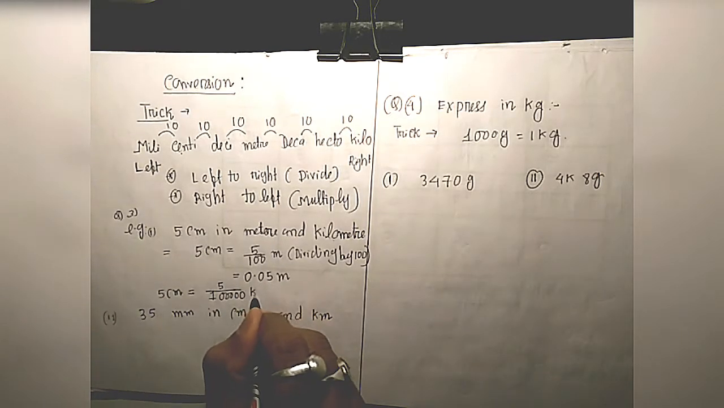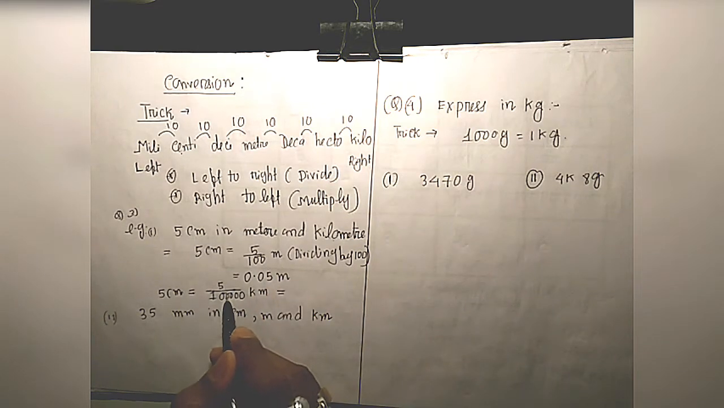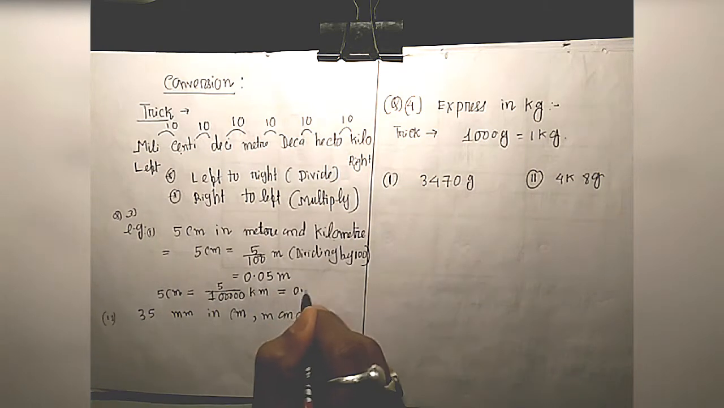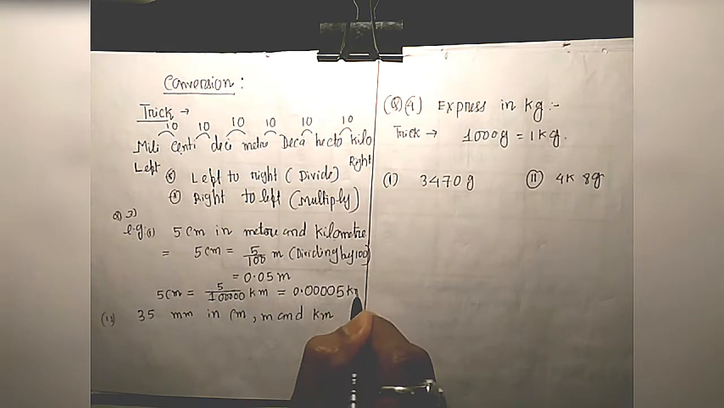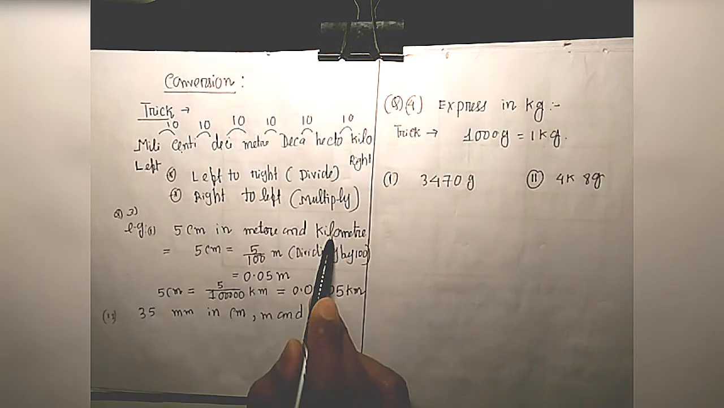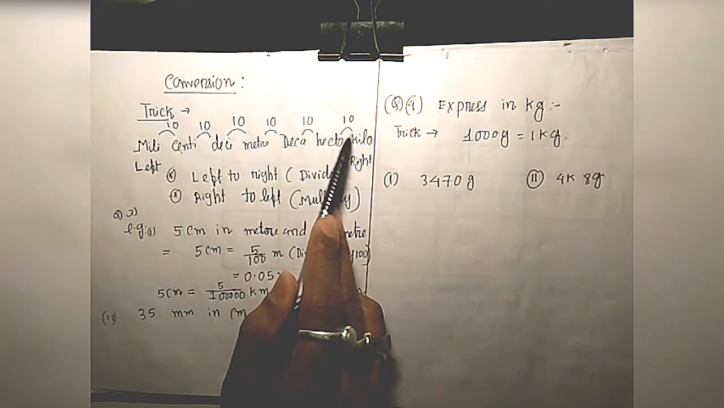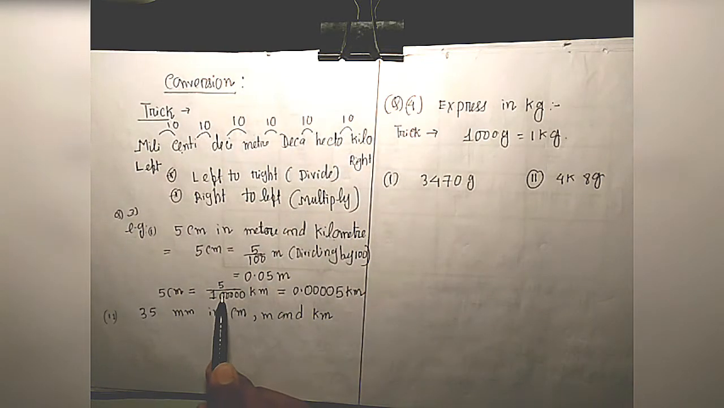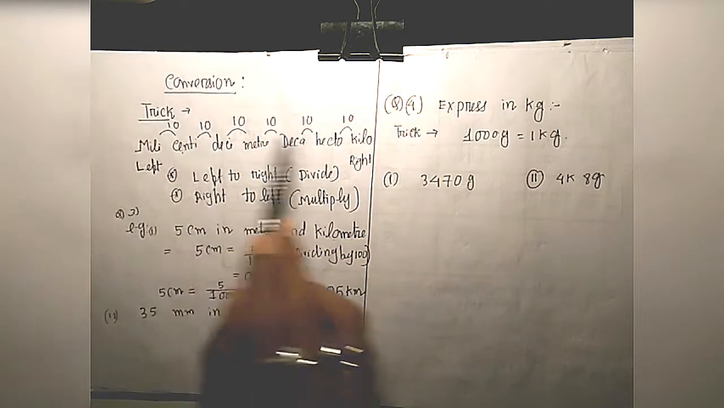We have already discussed that from left to right means we should divide. So 5 by 1 and 5 zeros means 0.00005 kilometer. So it's very important. You should practice. 5 centimeter to kilometer is from left to right, so divide by 1 and 5 zeros, because in between centimeter and kilometer there are 5 10. Left to right means divide.